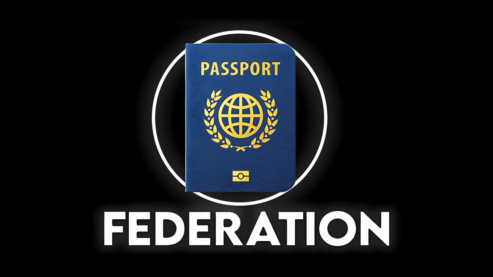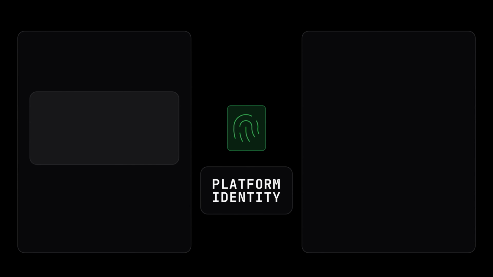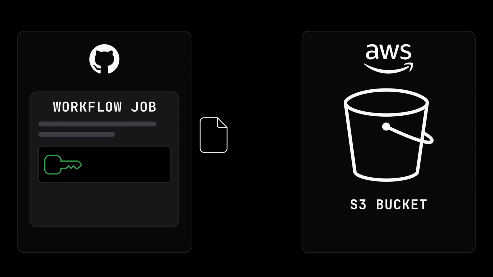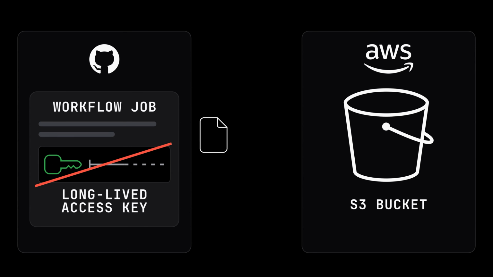Workload Identity Federation. Workload Identity Federation lets a workload on one platform authenticate to another platform using its own platform-issued identity. Say your GitHub workflow job needs to push an object to an S3 bucket in your AWS account, and you don't want to generate and store a long-lived AWS access key.